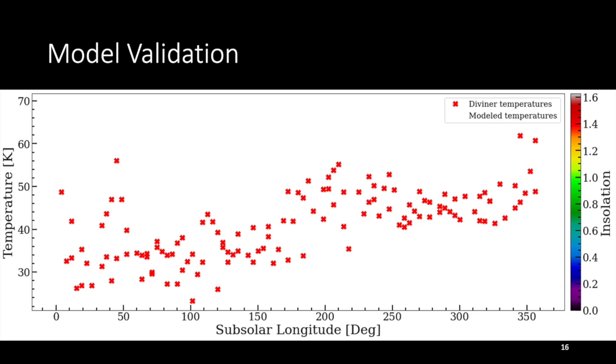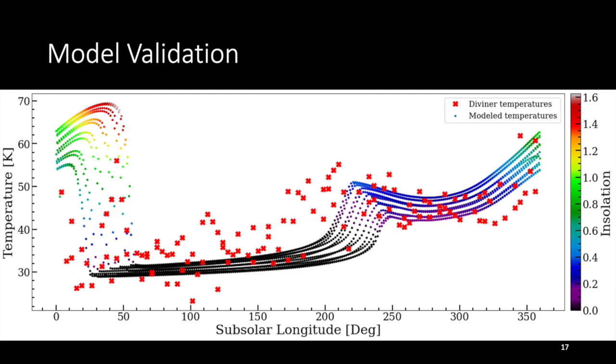We can also validate our model results by comparing them to the Diviner temperature measurements. Here, I plot the Diviner temperatures of the pixel containing the LCROSS impact site as a function of subsolar longitude. If we overlay the results of our model at 240 meters per pixel, we can see that the model closely follows the Diviner measurements, replicating both the magnitude of the temperature variations as well as the double-peaked shape.